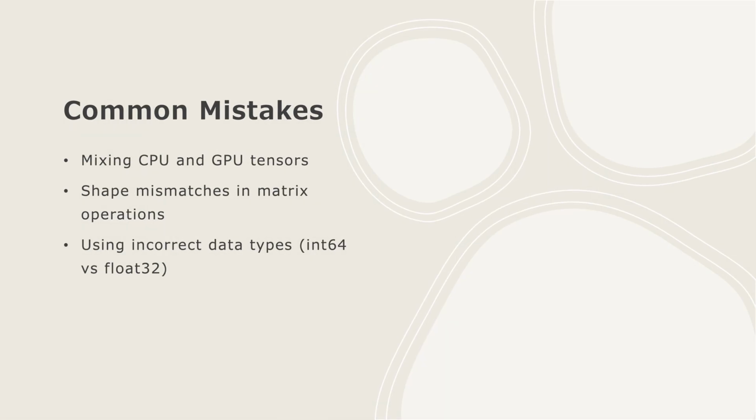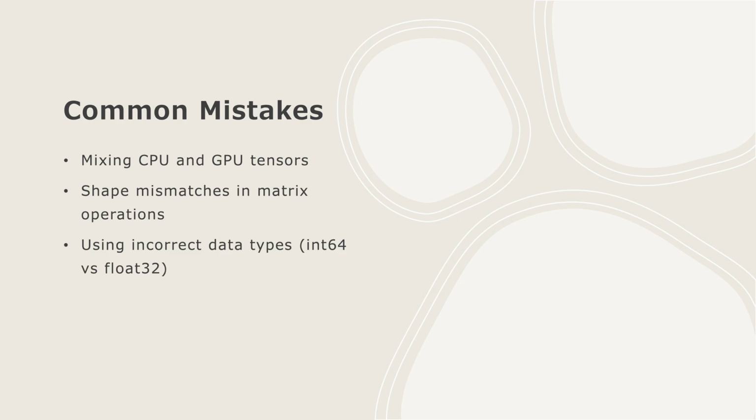When you start working with PyTorch, you'll quickly discover that most errors aren't because of complicated bugs. They're because of small but common mistakes. Let's go over a few of the most frequent ones. The first issue is mixing CPU and GPU tensors. PyTorch doesn't allow you to perform operations between tensors that live on different devices. For example, adding a tensor on the CPU to one that's on the GPU will cause an error. The solution is to make sure both tensors are on the same device before performing the operation.